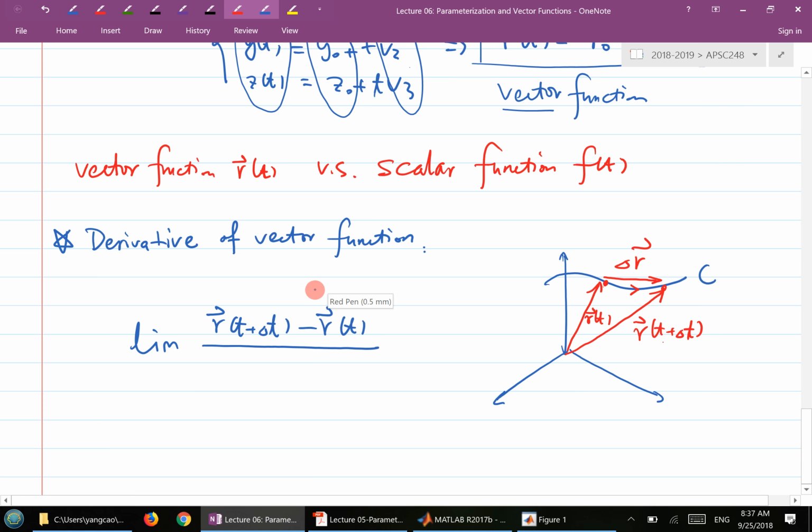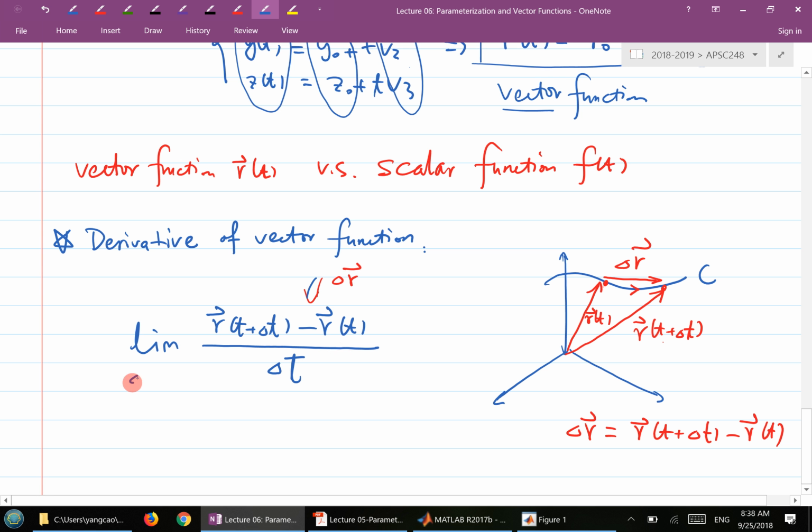So this part here is your delta r, the top. Or maybe I'll write it down here. Delta r equals r of t plus delta t minus r of t. Good? So delta r is a differential position vector. And then I will divide this whole chunk by the duration delta t. So this is essentially the rate of change of this position vector here.